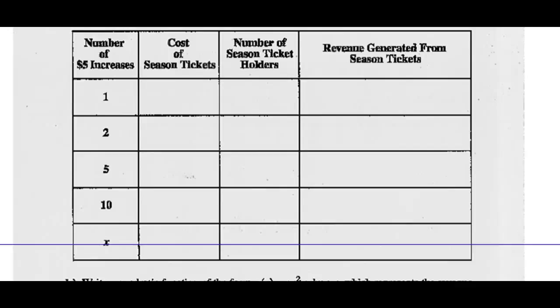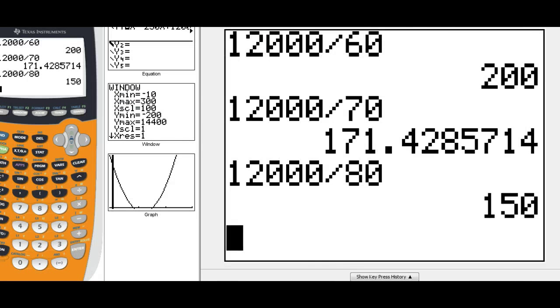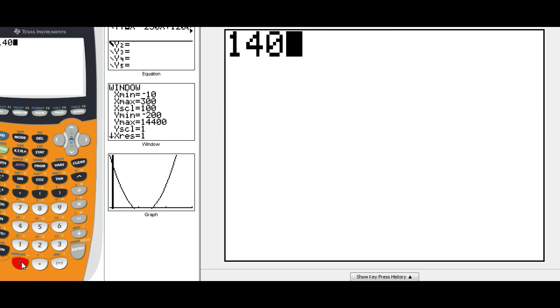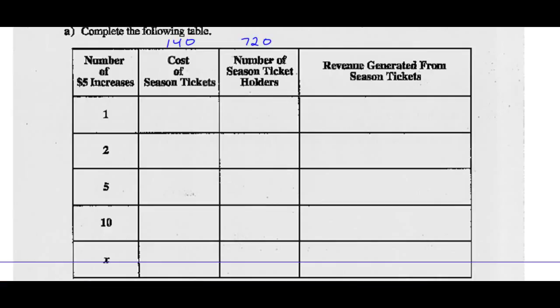Cost of season tickets. Well, the original cost of a season ticket was $140. So the original cost was $140, and they sold 720. So the original revenue, if we want to figure that out, 140 times 720. That's 100,800.